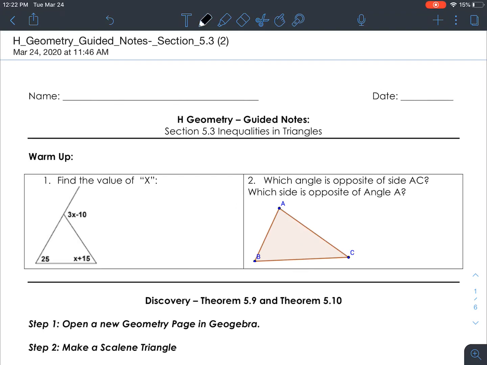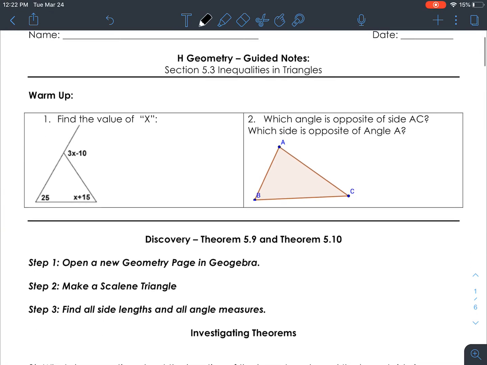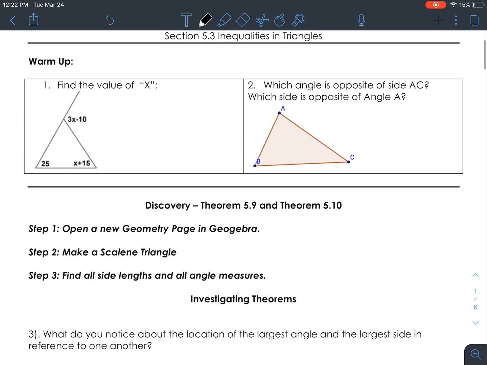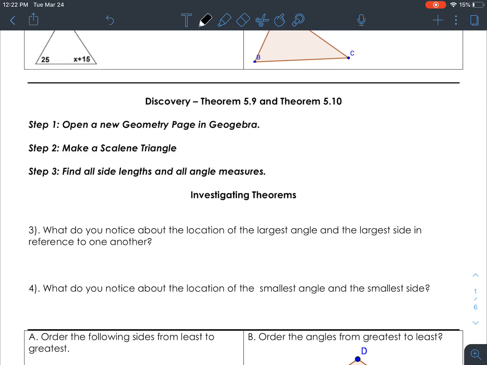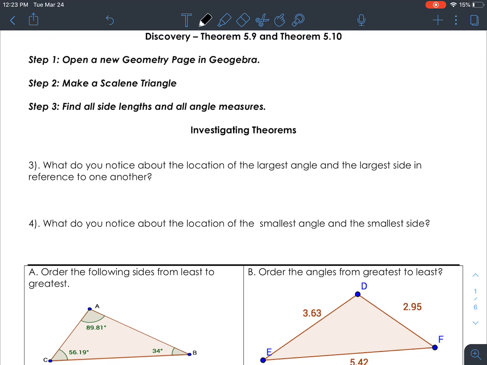Hey guys, so we're going to start with section 5.3, and if I was going to have you do this in class, I would have had you do a GeoGebra lab, which is what this discovery section is right here. I still think you can do it, and I think it would be a good use of your time, especially since you have a lot of time. It'll be good for you to discover and investigate on your own. But if you don't do it, that's absolutely fine.